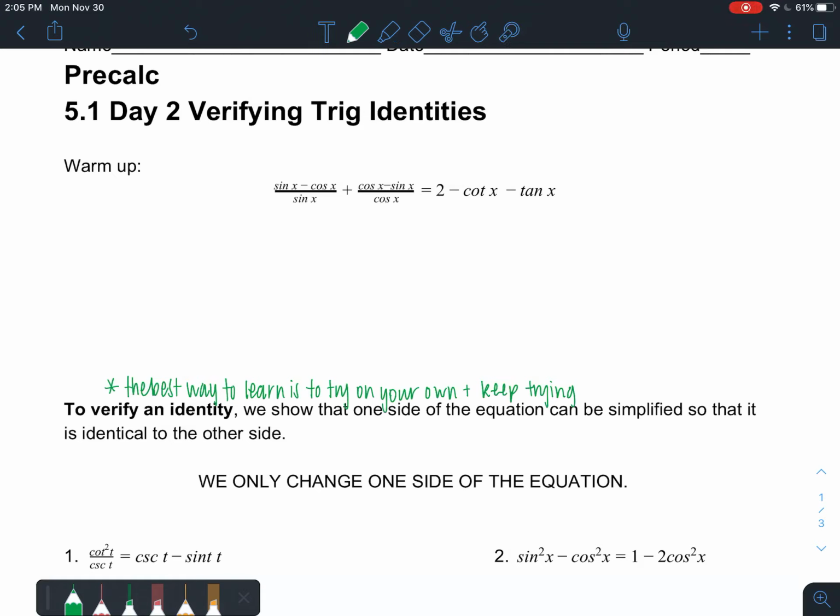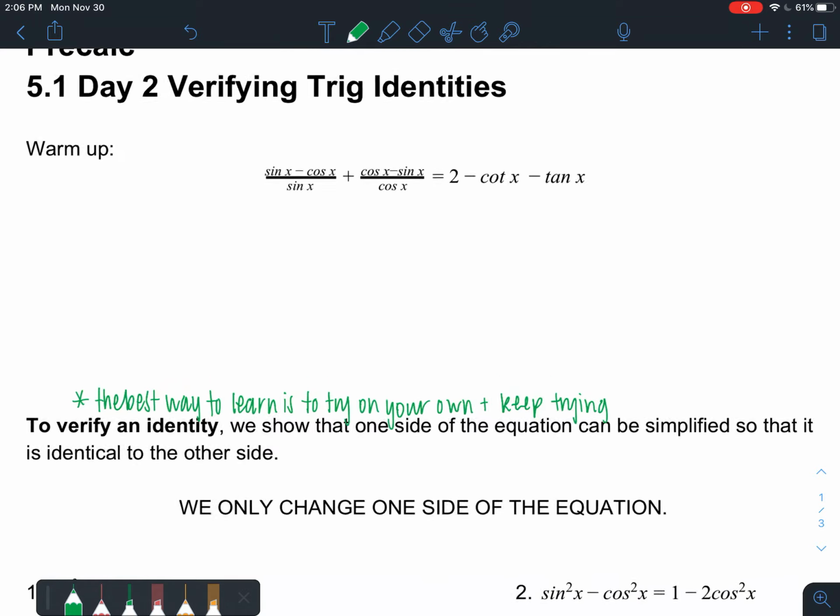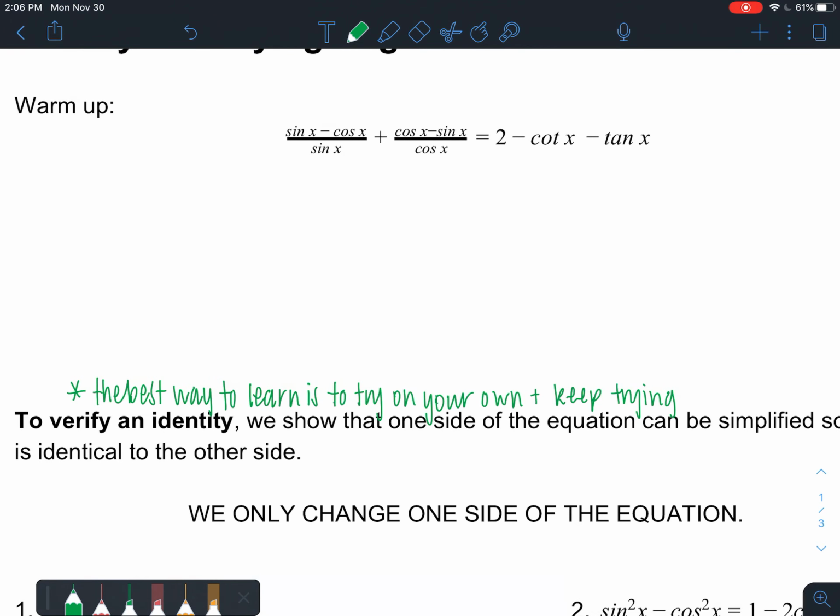Today we are on day 2 of verifying trig identities. Okay, so I want you to go ahead and pause, try this problem on your own, and then we can come back together. I would say start from the left side. I think that's the easiest way to go about it.